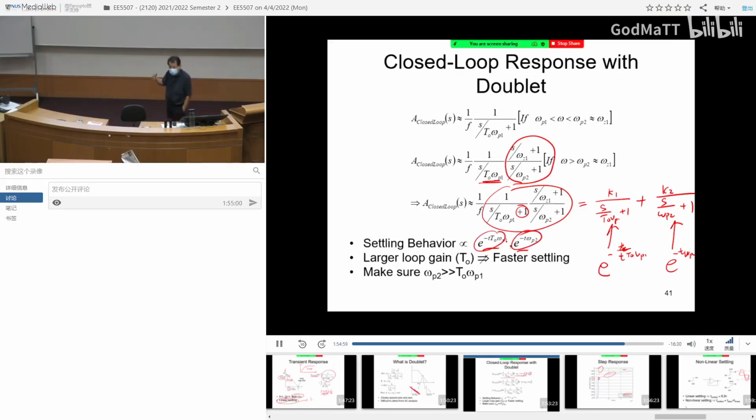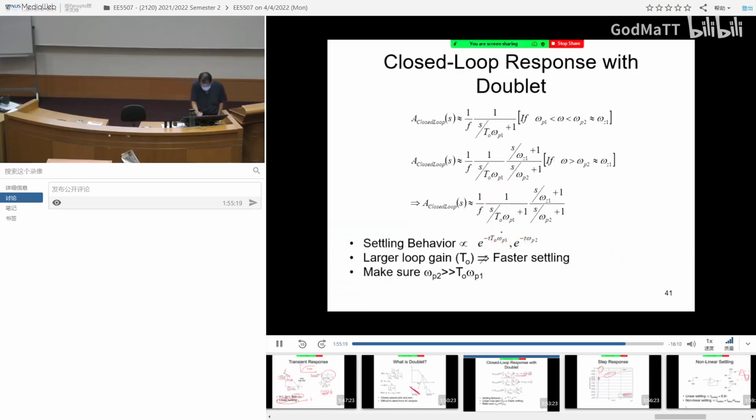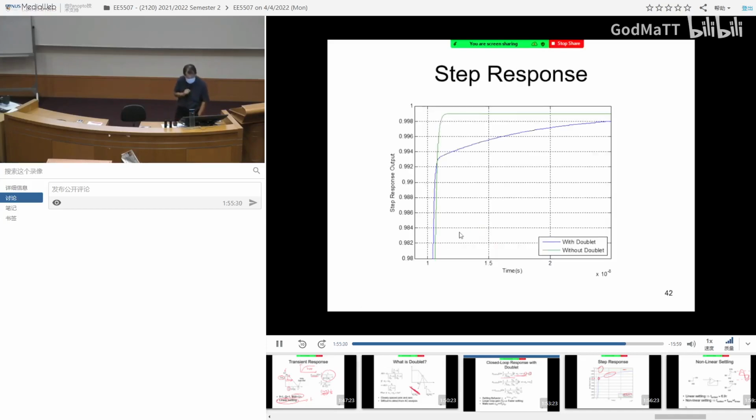And they are not going away. The omega P2 didn't get cancelled. So if you think the settling behavior gets widened because of this T0, that might not be the case, because omega P2 could slow down. The only way you can avoid this is to make sure that this thing is still much smaller than this one, so the settling behavior is still dominated by this one.